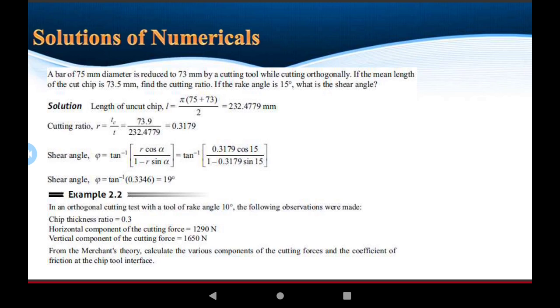The vertical component of the cutting force is 1650 Newtons. Using the Merchant theory, calculate the various components of the shear force and the coefficient of friction at the chip-tool surface.